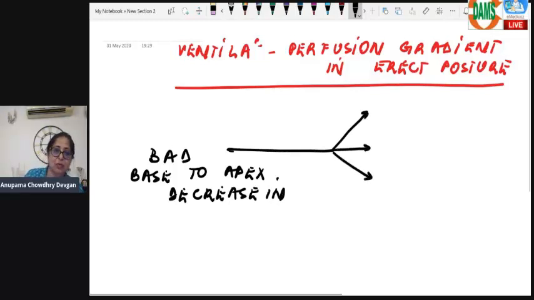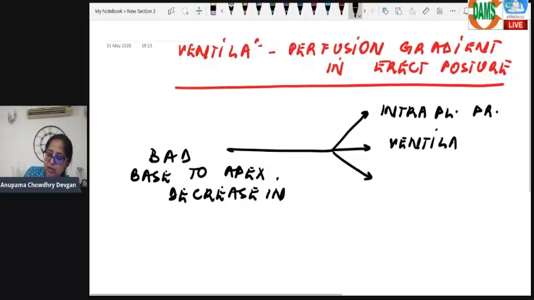Base to apex, there is a decrease in three things. And what are these three things? Base to apex, there is a decrease in the intrapleural pressure, a decrease in ventilation, and a decrease in perfusion.